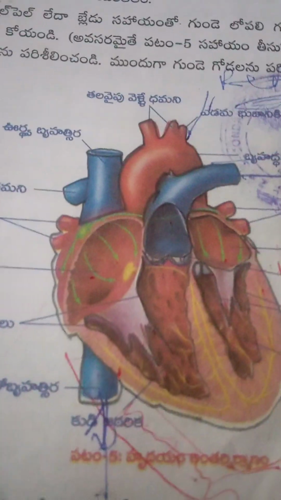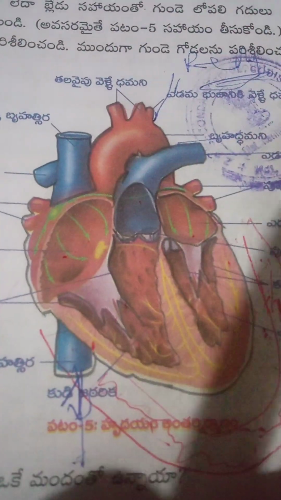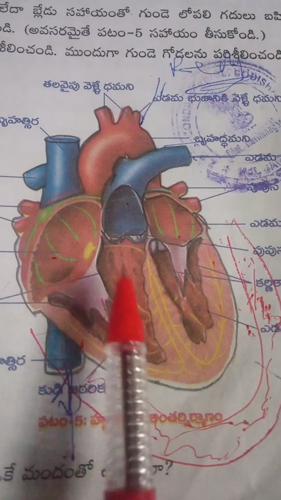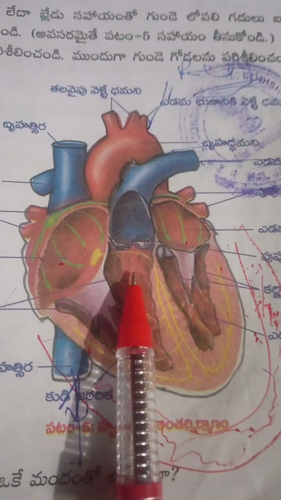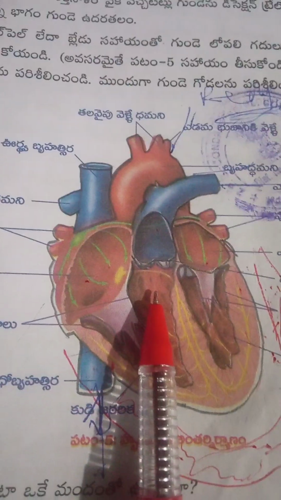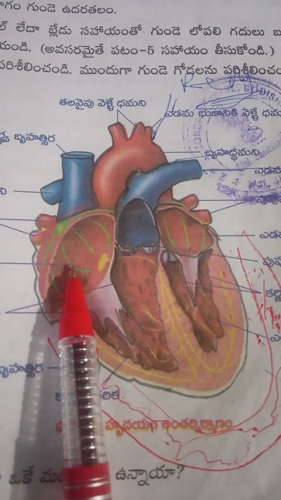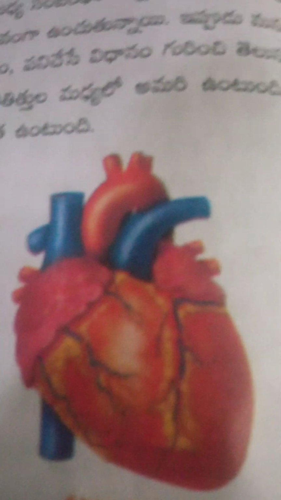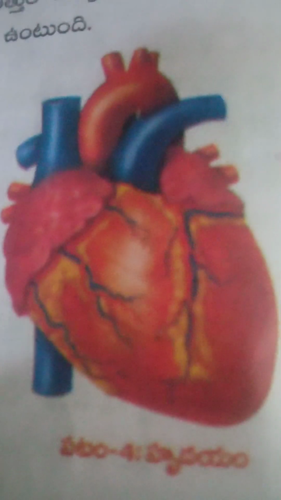Structure of the heart. If you observe the structure of the heart, you may observe two types of features. External structure: this is an example of the external structure of the heart. Externally, if you observe the structure of the human heart, it is triangular in outline.